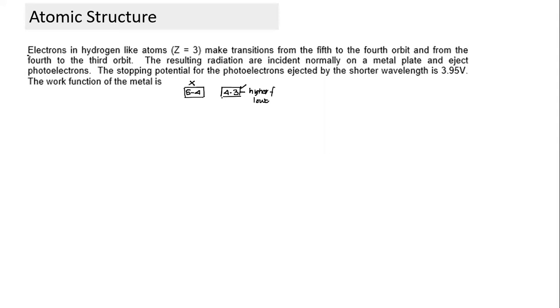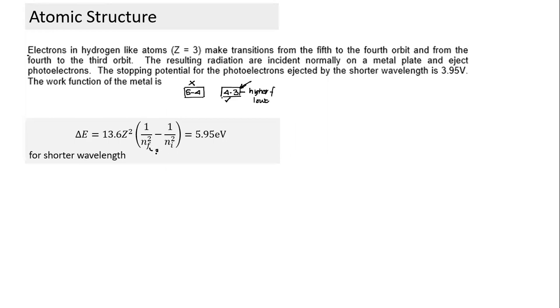When I have to find the stopping potential, it depends on the kinetic energy of the electrons, which depends on the energy of the photon. So which energy do we need to take? We need to take the photon energy corresponding to the 4 to 3 transition. Then it becomes simple. So delta E we take corresponding to the shorter wavelength. Final n is 3 and initial n is 4. When we substitute, we get Z = 3. Substituting here, it comes to 5.95. And if the stopping potential is 3.95, it means the work function is equal to 2.